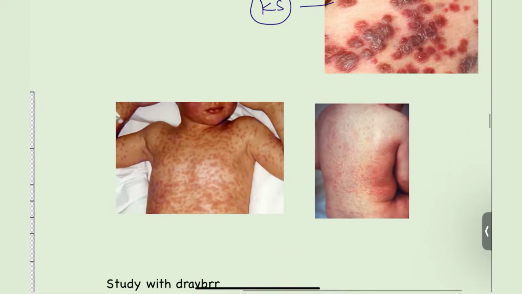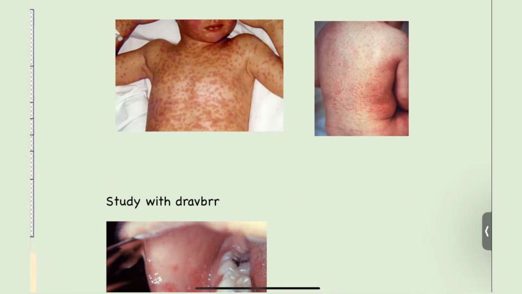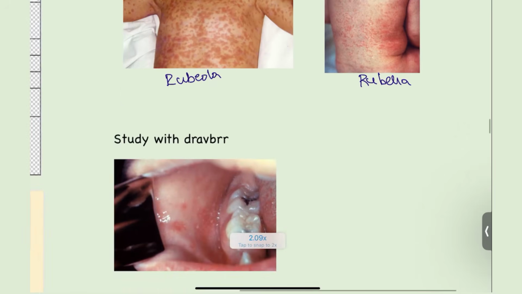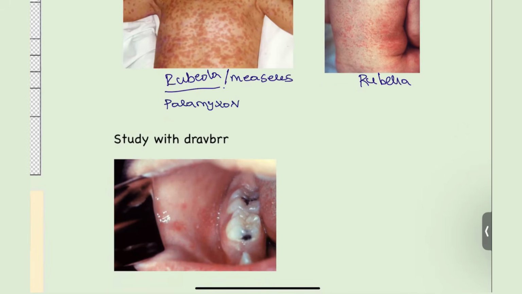Next, coming to these differences. One is rubeola, and the other one is rubella. So what is rubella caused by? Rubeola is known as measles. General measles, it is caused by the rubeola. This belongs to the paramyxoviridae. And how is this going to be presented, guys?